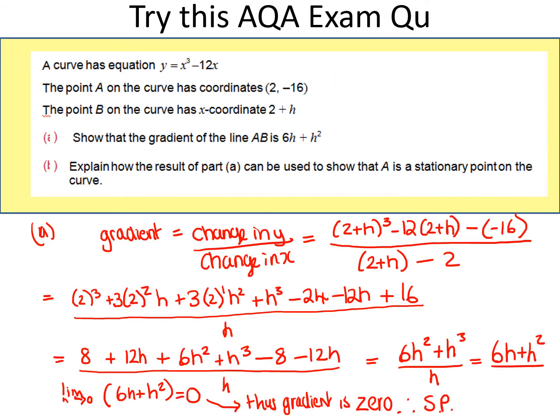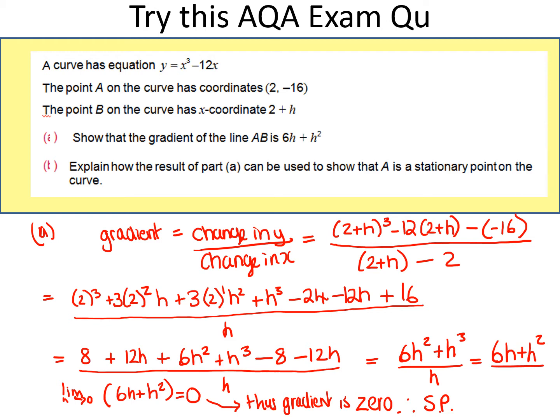So there's the answers to part A. How you did it, changing y over changing x. So it was all about that thing without the limit on. You could put the limit on if you wanted, but changing y was that bit. Take the 16, take the negative 16 over that, and it reduced.